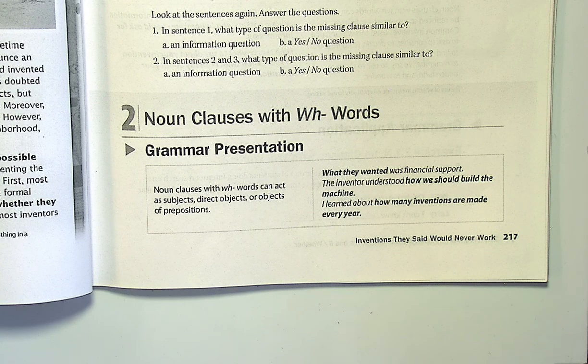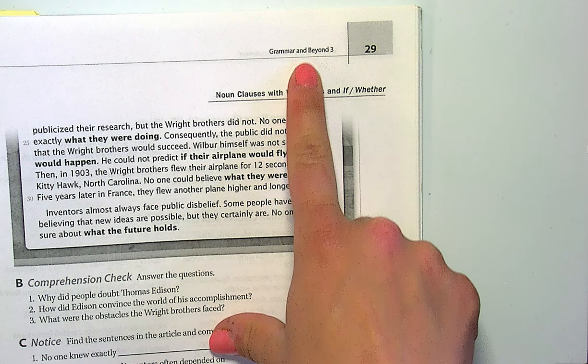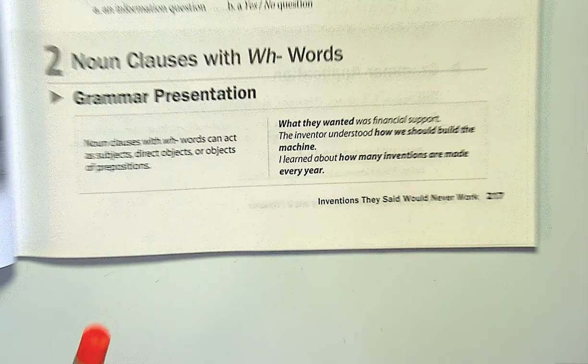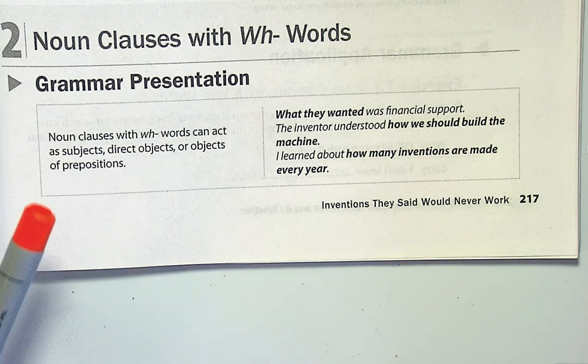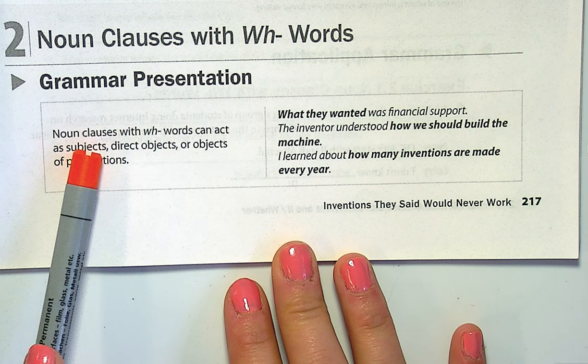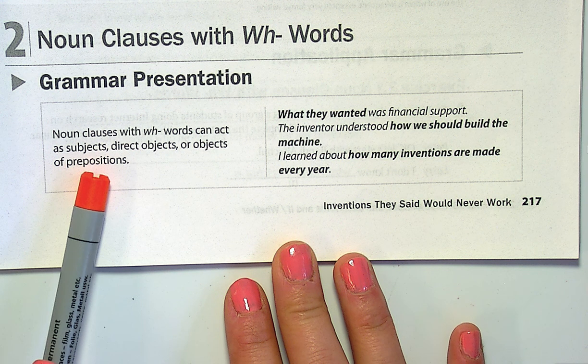Today we will talk about noun clauses with WH words. This is in our Grammar Level 3 supplement, which is taken from Grammar and Beyond Level 3. Noun clauses with WH words. Noun clauses with WH words can act as subjects, direct objects, or objects of prepositions.